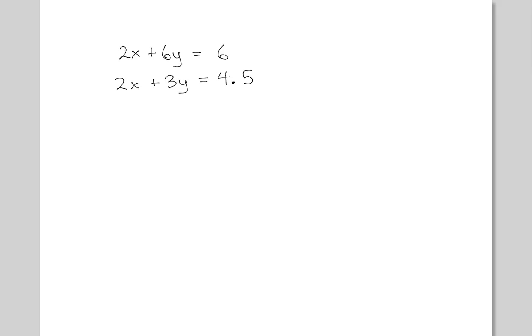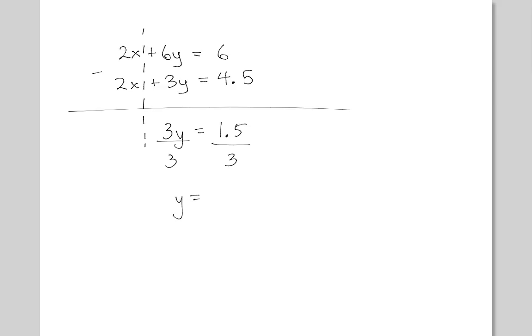So stare at this example. You just have to subtract. So 2x take away 2x. What happens in that column? Goes away, you get 0. 6y take away 3y. And then 6 minus 4.5. Is that 1.5? Now what do I divide by? Divide by 3. 1.5 divided by 3 is half.